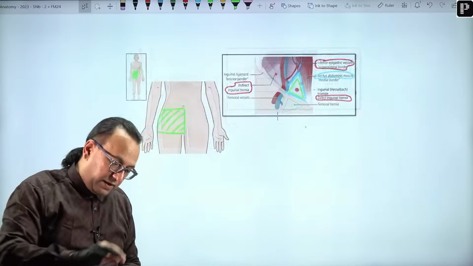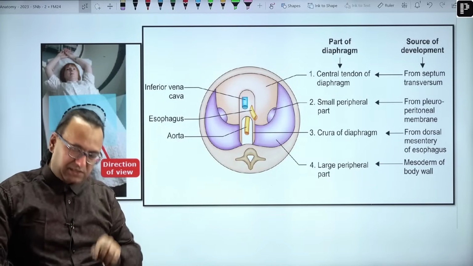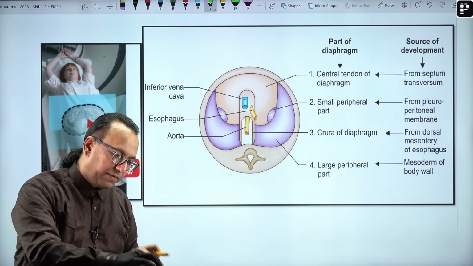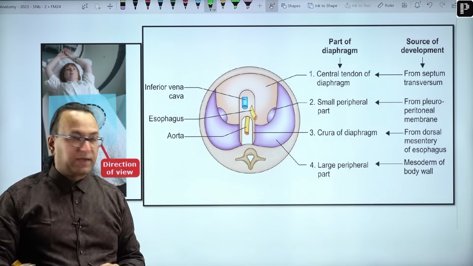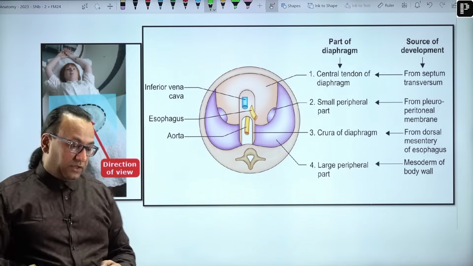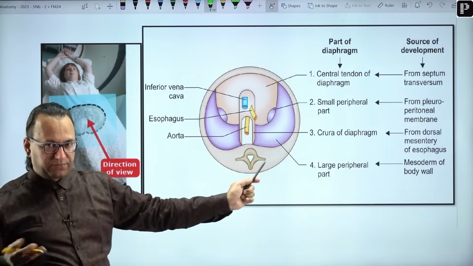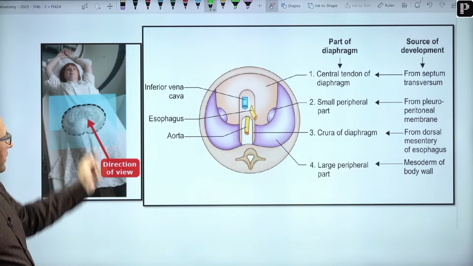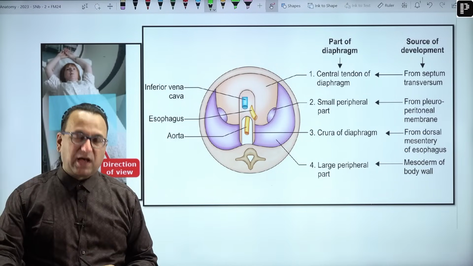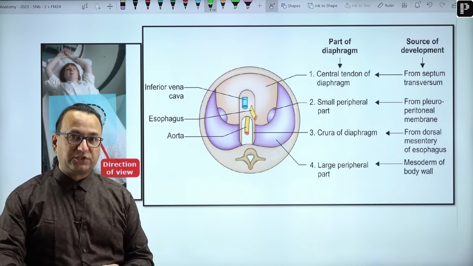Okay, now yes, I think even this question they have asked after a long time, but then you should know that congenital diaphragmatic hernia is one favorite topic in your FMGE exam and all exams in fact. This is the inferior to superior view in a transverse section of the developing diaphragm, and I think they have asked you about the dorsal mesentery of esophagus.